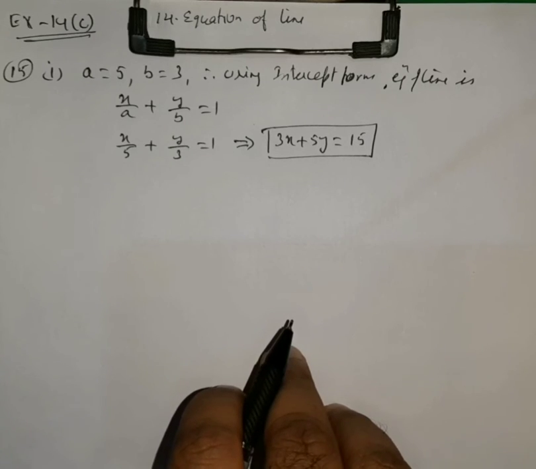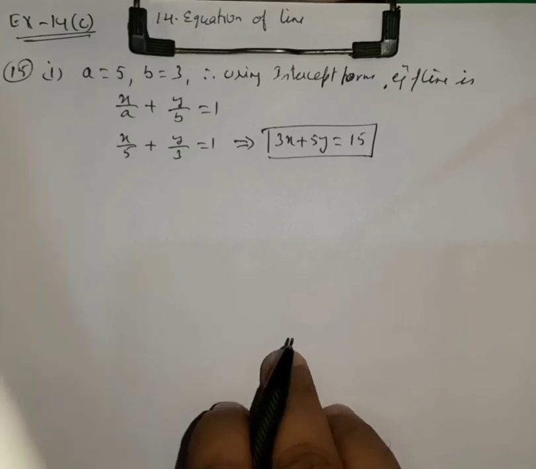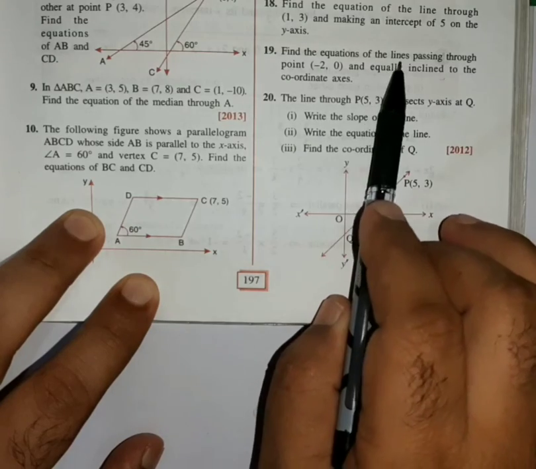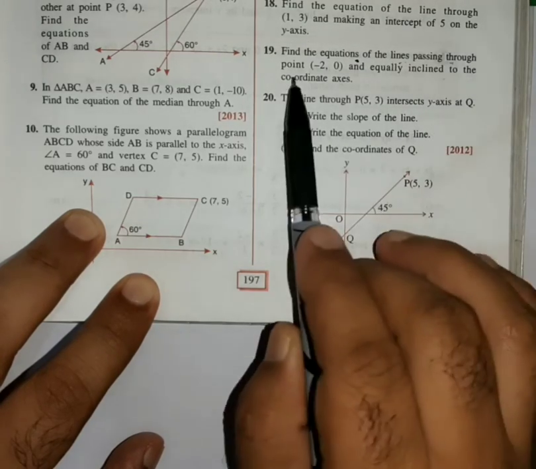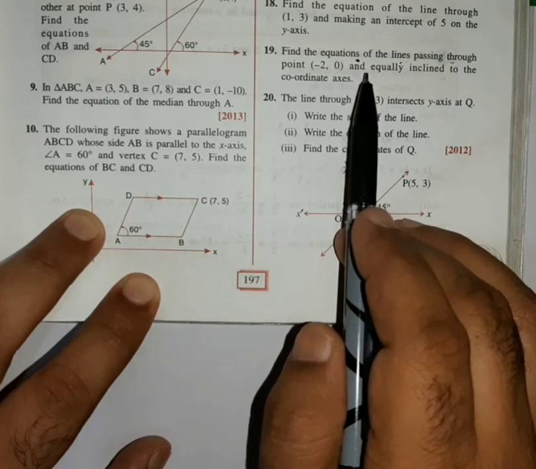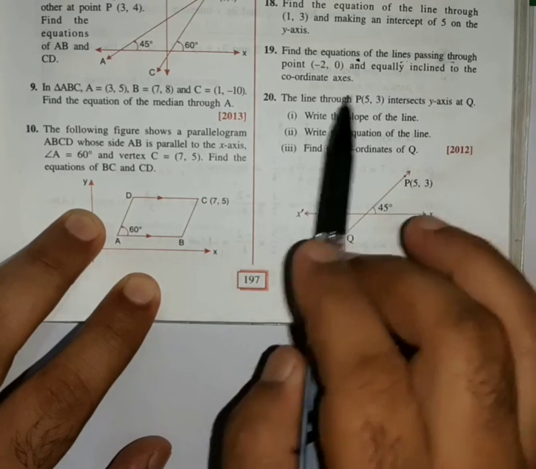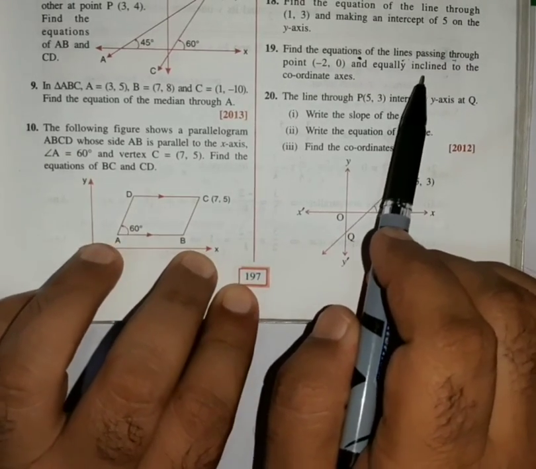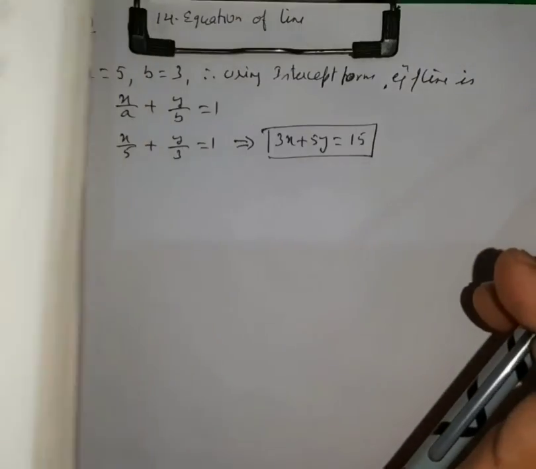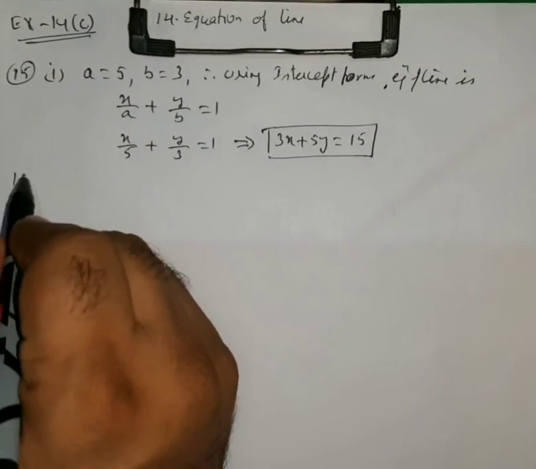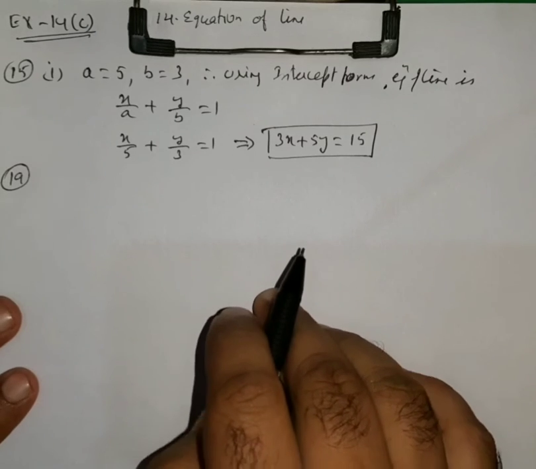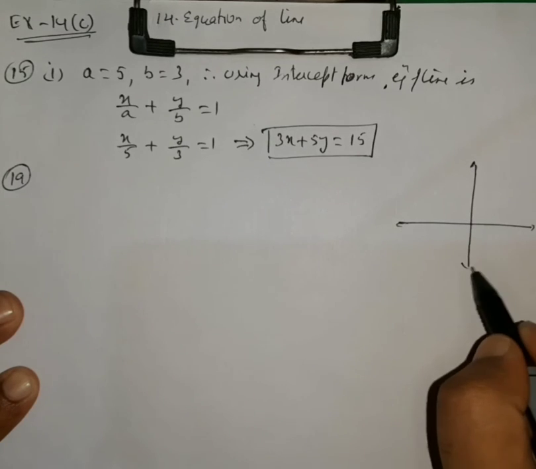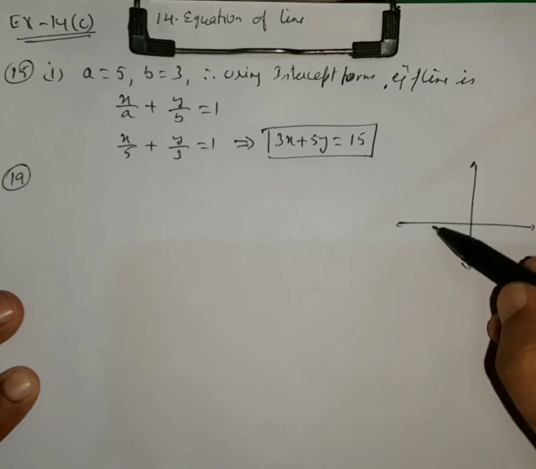Now next, I'm talking about question number 19. Question 19 is: find the equations of the lines passing through the point (-2, 0) and equally inclined to the coordinate axes. So here we have to find the equations of the lines that are equally inclined to the coordinate axes. Means, let us say that these are the x-axis and y-axis, and the two lines are making equal angles with the coordinate axes.